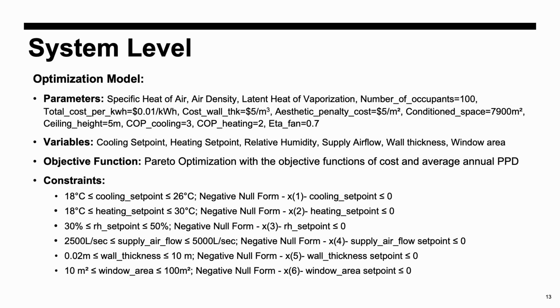On this slide, we show a system-level optimization approach, which integrates all 6 design variables: cooling and heating set points, humidity set point, supply airflow, wall thickness, and window area into a multi-objective Pareto framework. The objective is to minimize total cost and average annual PPD simultaneously, reflecting both economic and comfort goals.